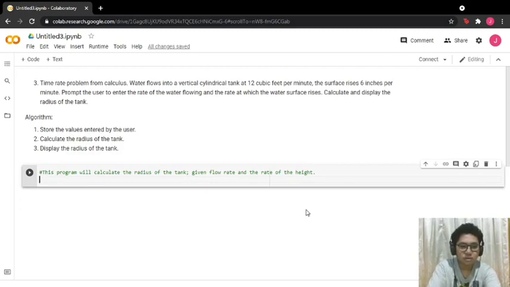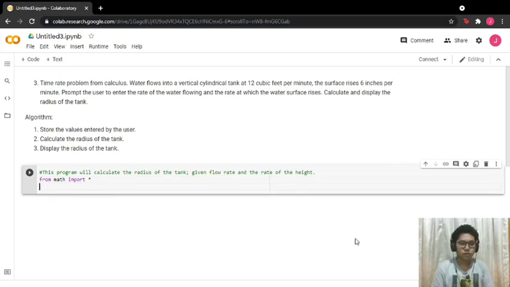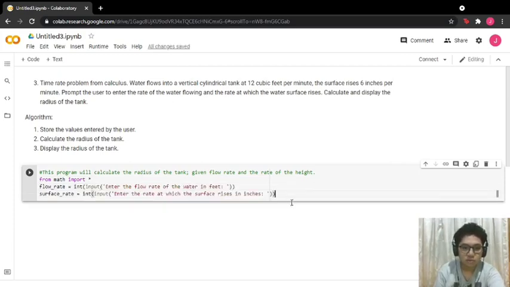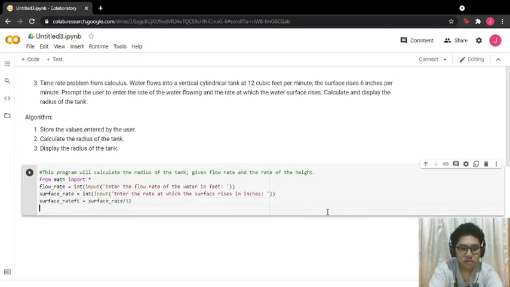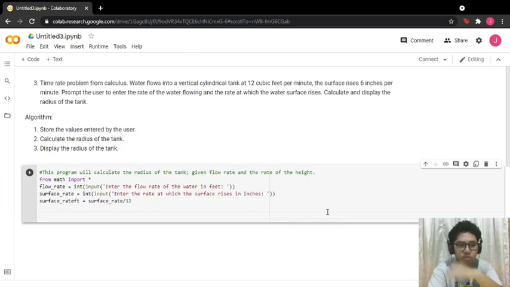Then we will import our math modules. This is just from math import asterisk. So first we will create variables for our given, then we will convert first the surface rate into its corresponding value in feet. So then we will solve for the radius.